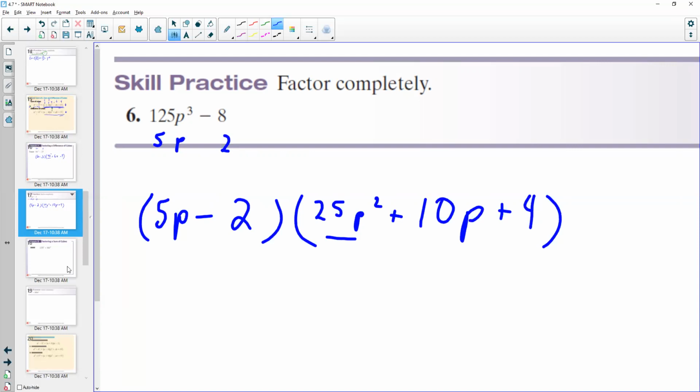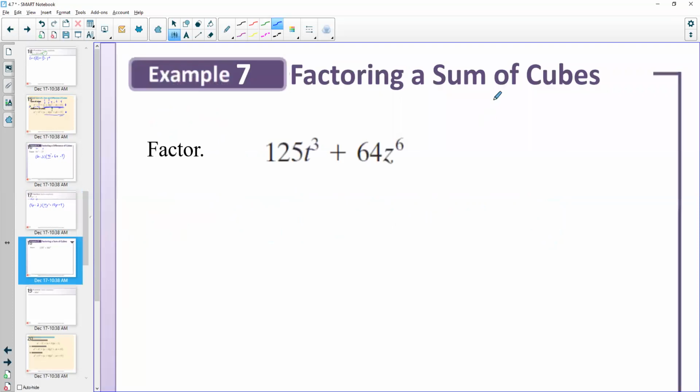Finished. If it is a sum, this example is a sum, right? All that changes in that process is where that minus sign goes. So set up what you have. This plus sign comes first, then a minus, then a plus. And now we're going to treat it exactly the same way. So the base of 125 is 5. The base of t cubed is t. The base of 64 is 4.